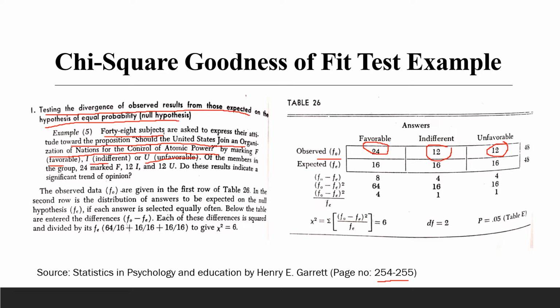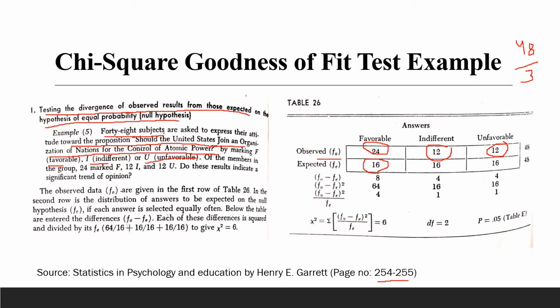So now we just total it. 48 divided by 3, because there are three types of opinion, three options. So now we divide by 3, and 16 is our expected frequency. Now we check the difference between observed and expected. The basic formula of chi-square is observed minus expected, square of the difference, and divide by the expected frequency.